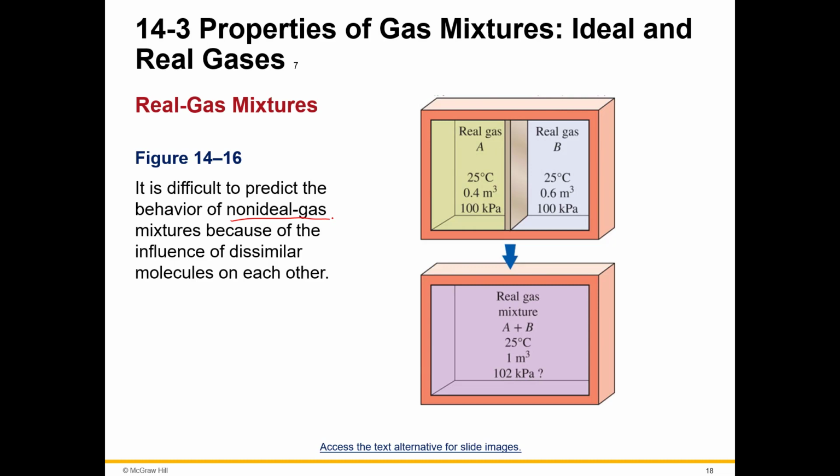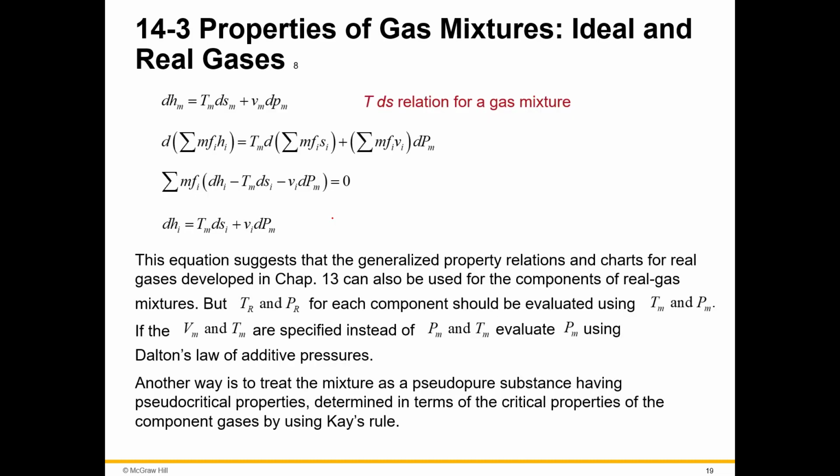But when you start looking at non-ideal gases and non-ideal gas mixtures, well, then you start approximating, you start having to make a lot more predictions and look at a lot more formulas to see what is applicable to that particular situation. Tds relation for a gas mixture.